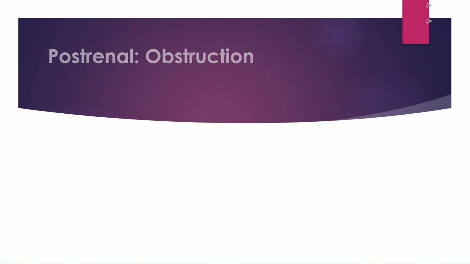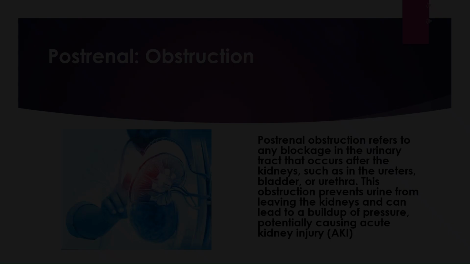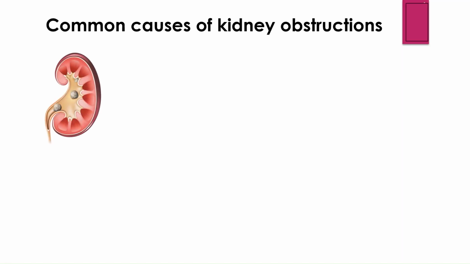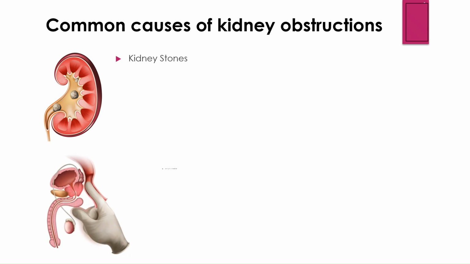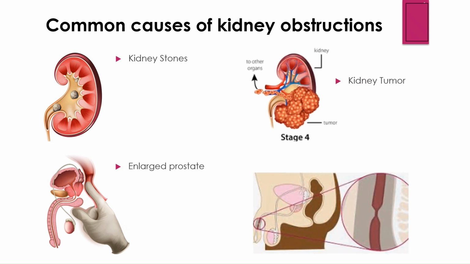And lastly, postrenal obstruction. Postrenal obstruction refers to any blockage in the urinary tract that occurs after the kidneys, such as in the ureters, bladder, or urethra. This obstruction prevents urine from leaving the kidneys and can lead to a buildup of pressure, potentially causing acute kidney injury, AKI. Common causes include kidney stones, enlarged prostate or benign prostatic hyperplasia, tumors, and urethral strictures.